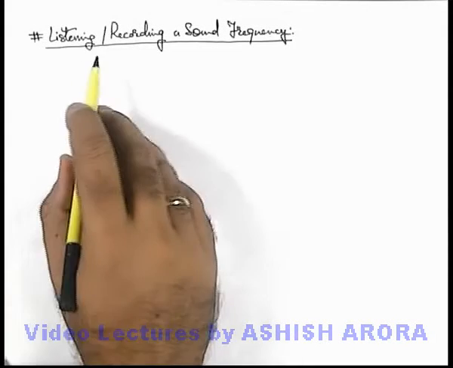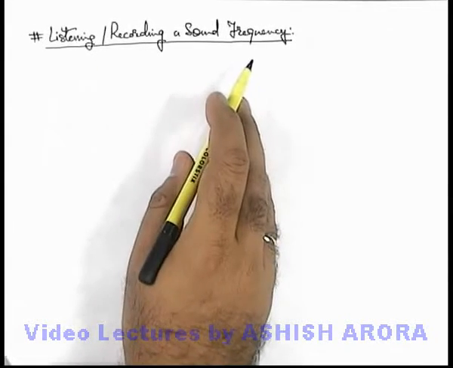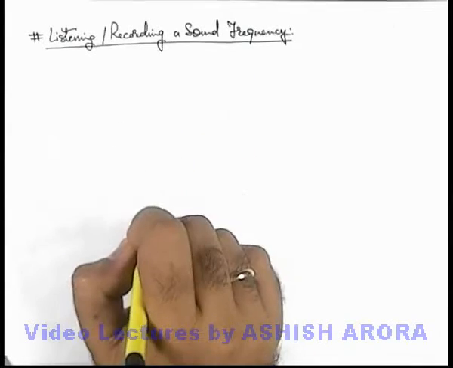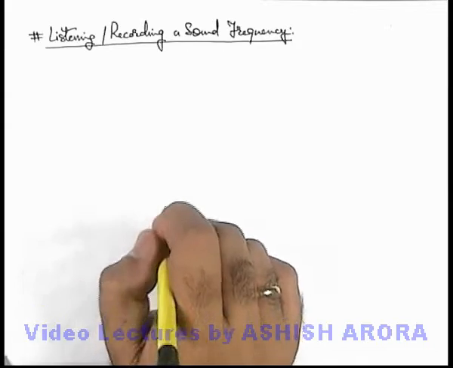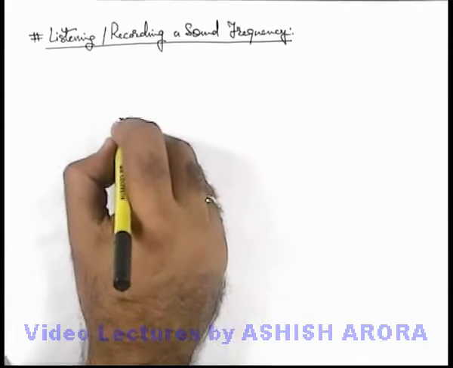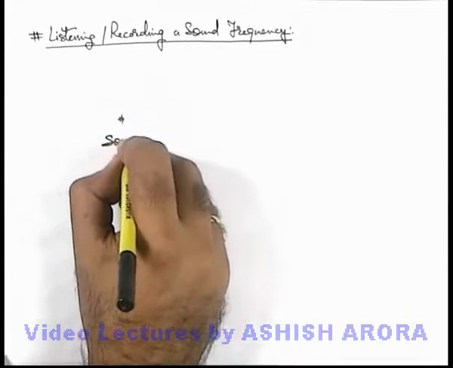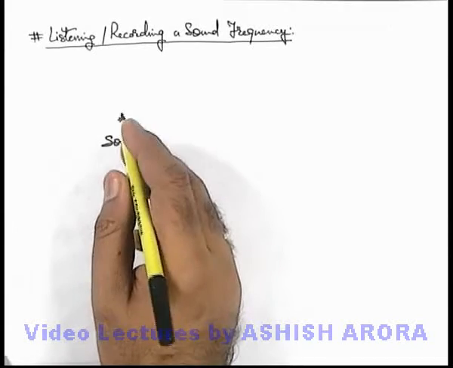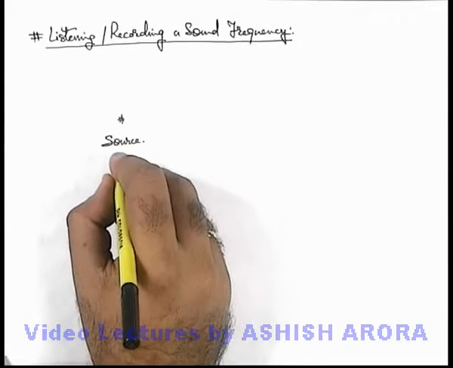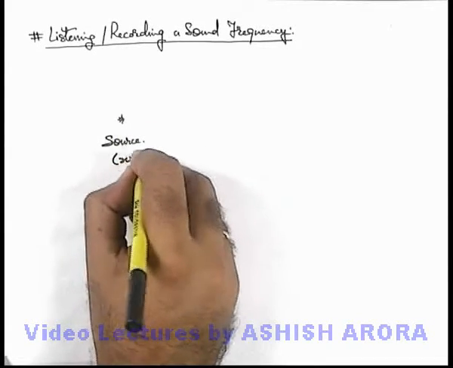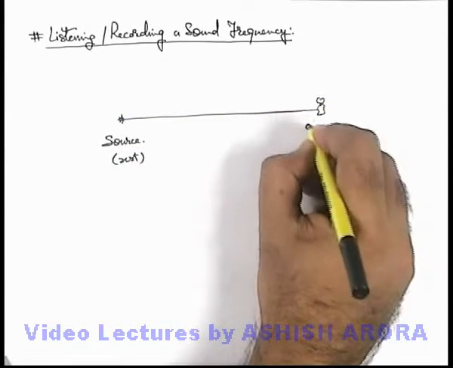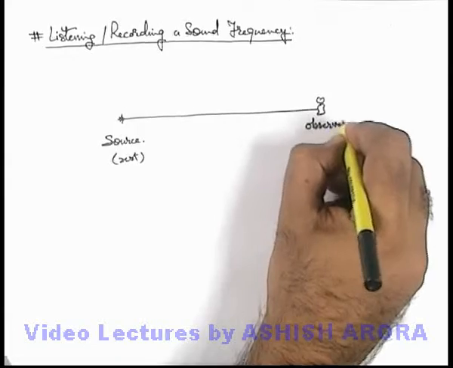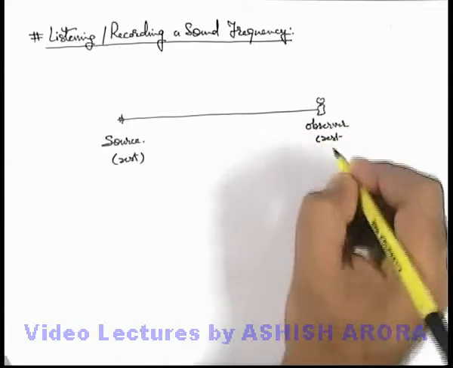Let's understand listening or recording of a sound frequency. Now we are going to study how an observer detects the frequency of a sound which is approaching him. Say there is a source of sonic oscillations, or you can say a sound source, which is at rest, and at some distance from the source there is an observer, and this observer is also at rest.